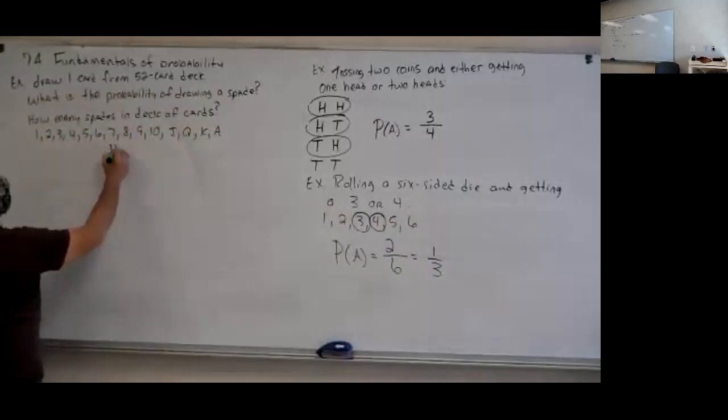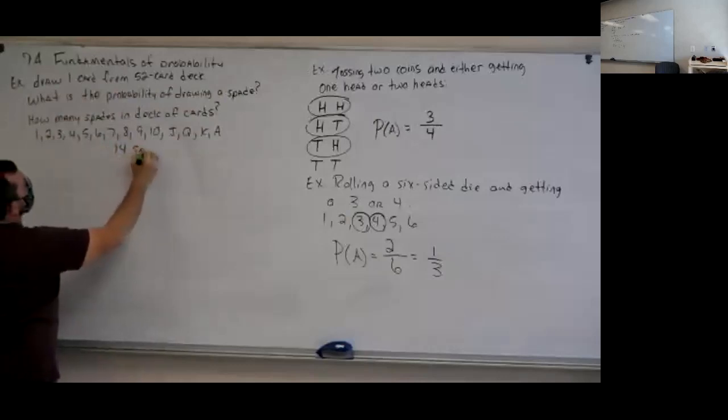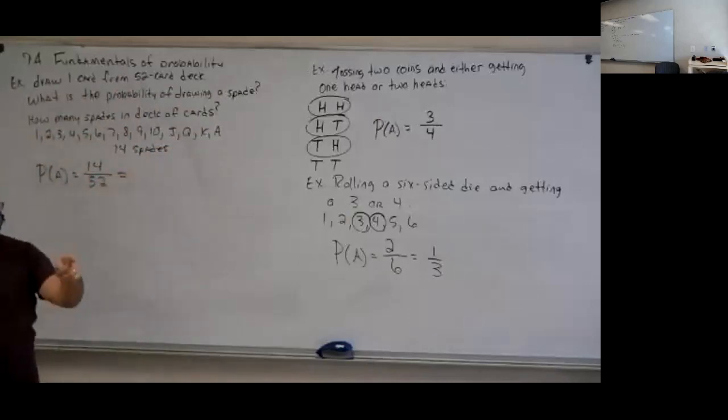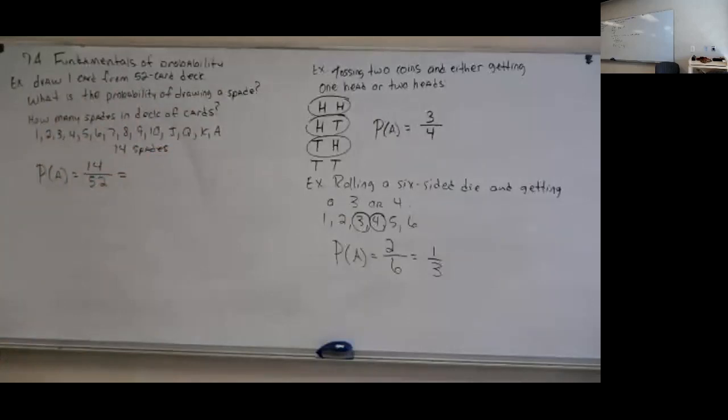So this would be 14 spades. Altogether, there were 52 cards. So the probability of drawing a spade would be the 14 spades divided by the total, which was 52. So do 14 divided by 52 and see what that'll give us. 0.2692. Oh, hang on, let me think.